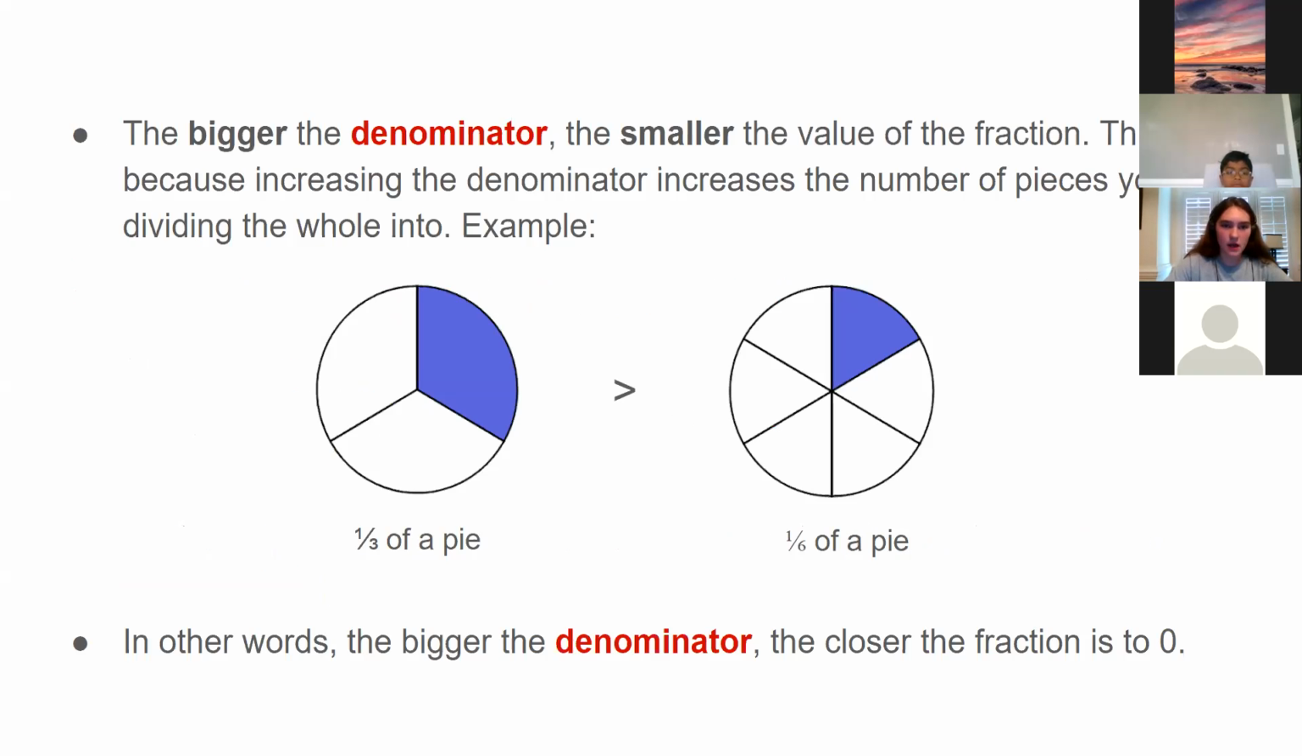The bigger the denominator, the smaller the value of the fraction. This is because increasing the denominator increases the number of pieces you're dividing the whole into. And here's an example saying that 1/3 of a pie is much bigger than 1/6 of a pie because there's more pieces that you're dividing it into. In other words, the bigger the denominator, the closer the fraction is to 0. Does that make sense?